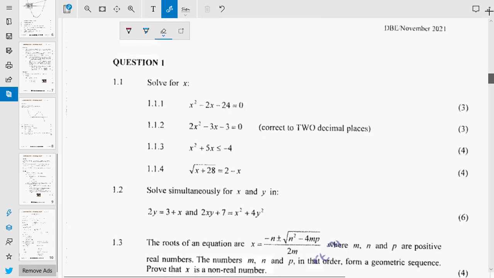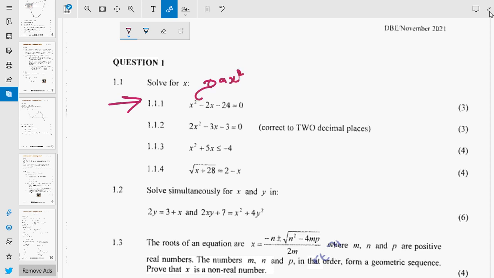Okay, so the paper kicks off with an algebra question. And the first part of this question requires us to solve for x. So as you can see, let me get my pen. As you can see, the first equation we are required to solve is a quadratic equation.